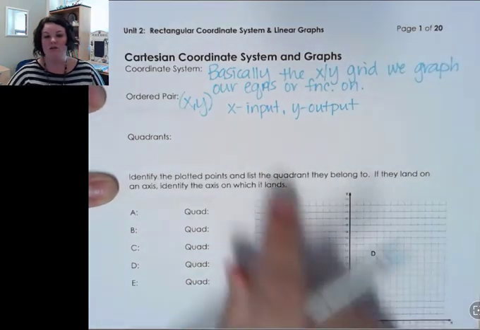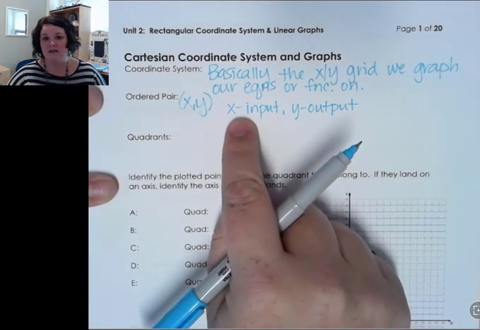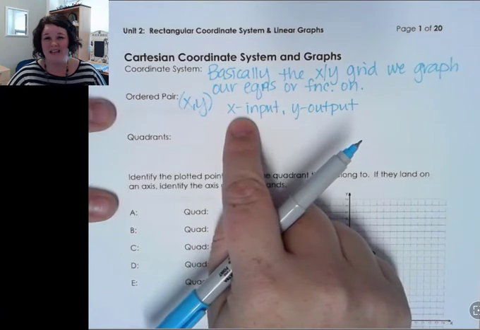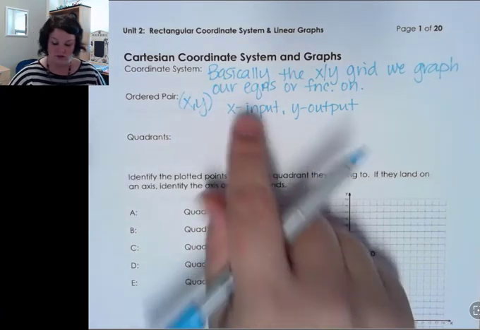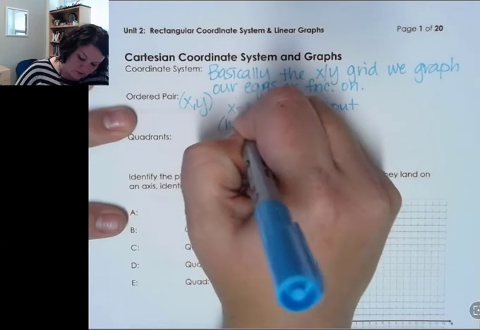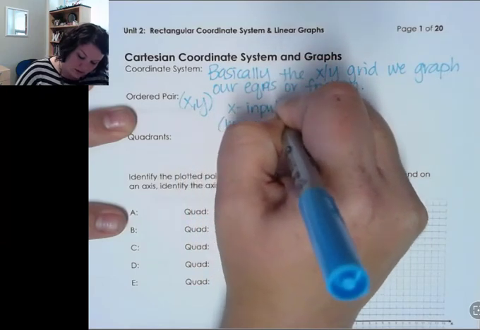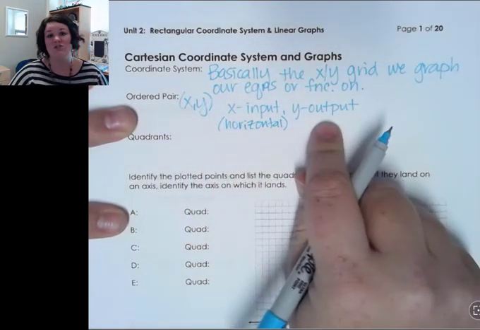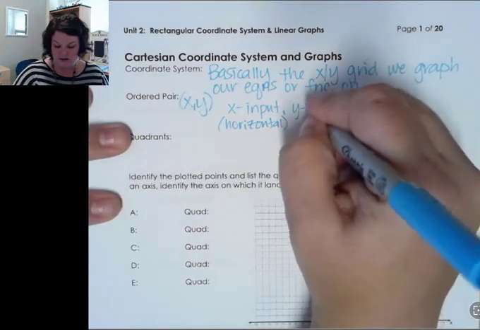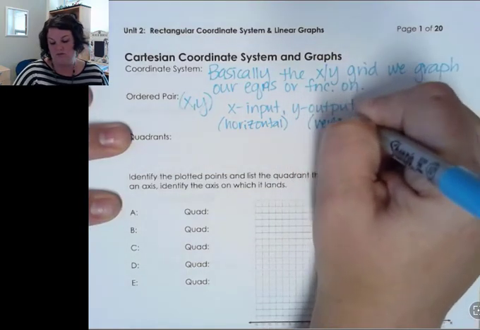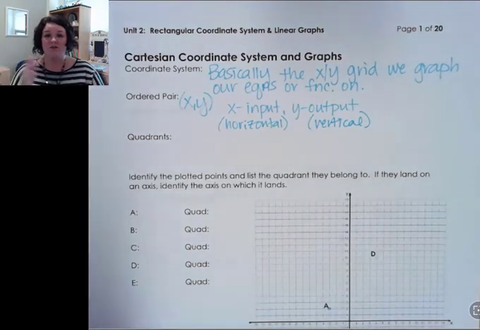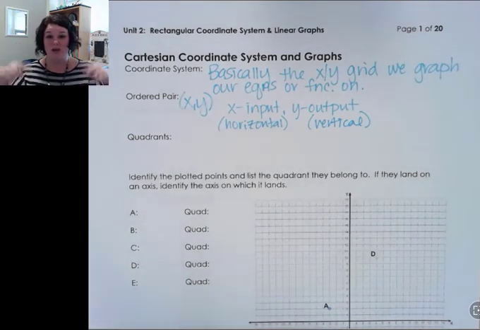Whenever we graph these, our x corresponds to the x-axis, which is our horizontal axis, and y is our y-axis, which is our vertical axis. So when we talk about our x's, we're going left and right. When we talk about our y's, we're going up and down.